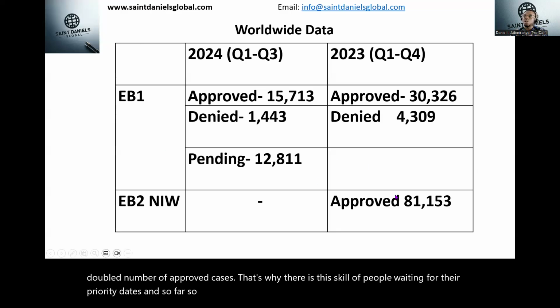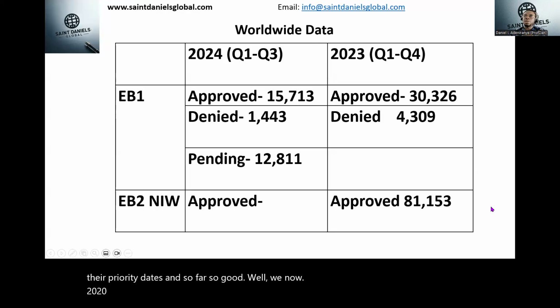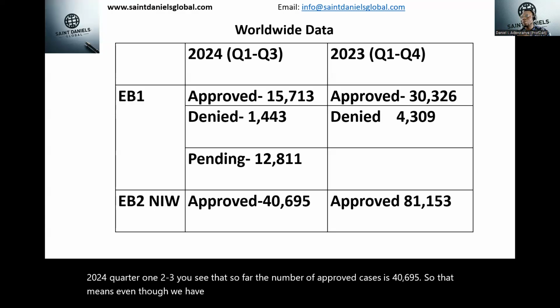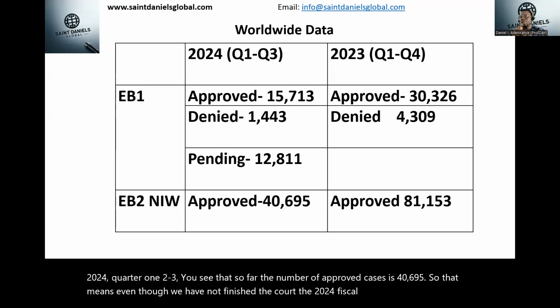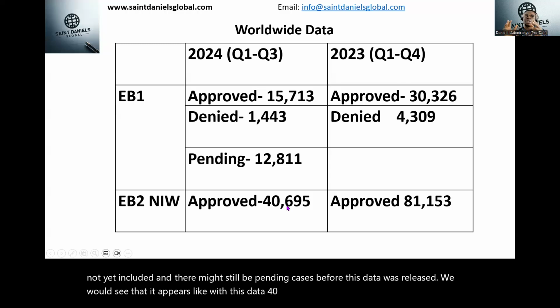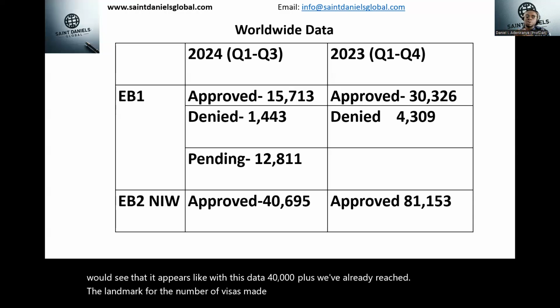When we now look at 2024, quarter 1 to 3, you see that so far the number of approved cases is 40,695. So even though we have not finished the 2024 fiscal year, quarter 4 data is not yet included, and there might still be pending cases before this data was released, it appears that with this data, 40,000 plus, we've already reached the landmark for the number of visas made available for the EB2 again.